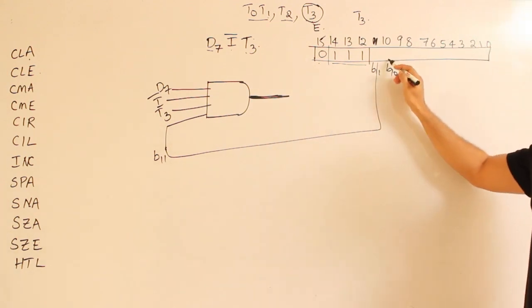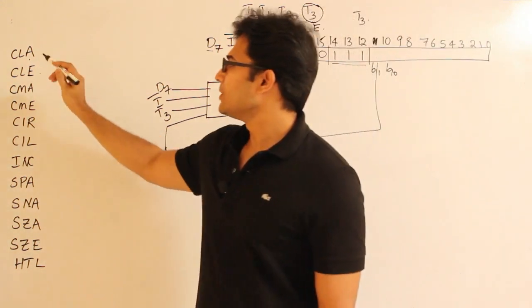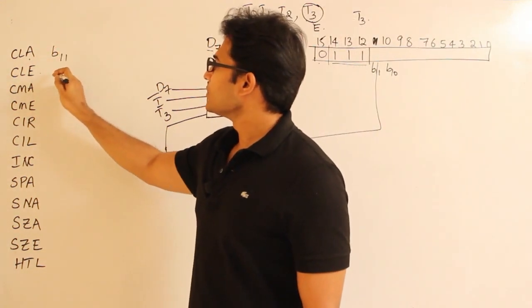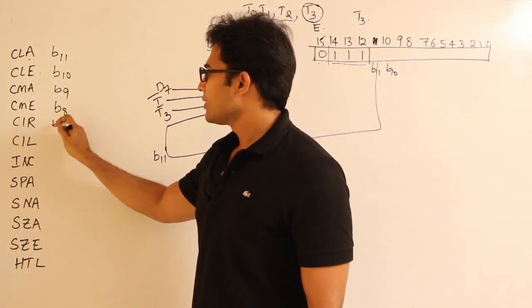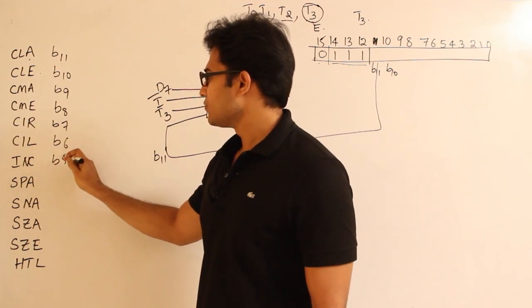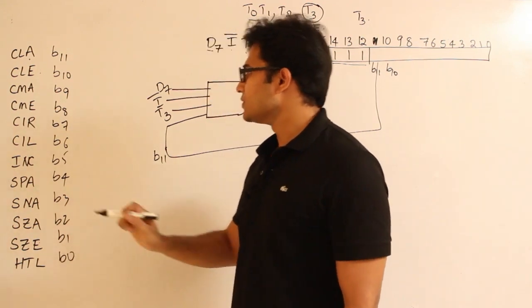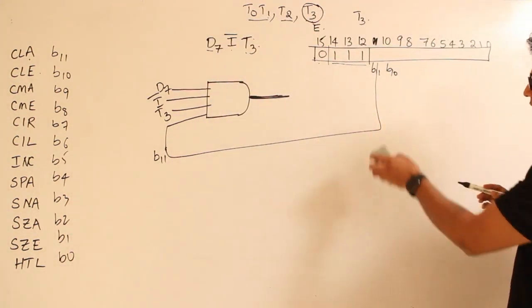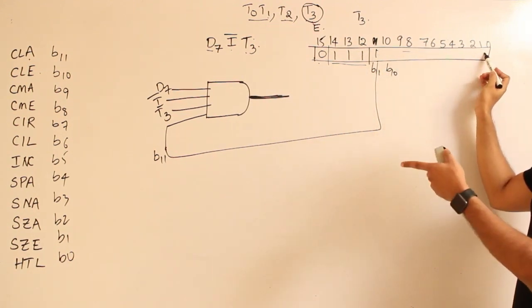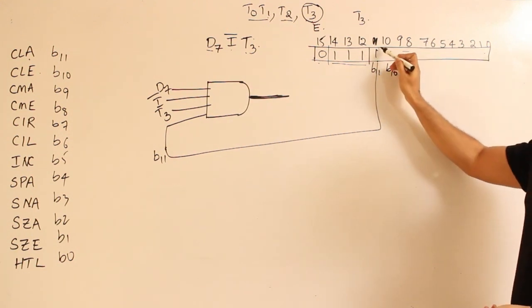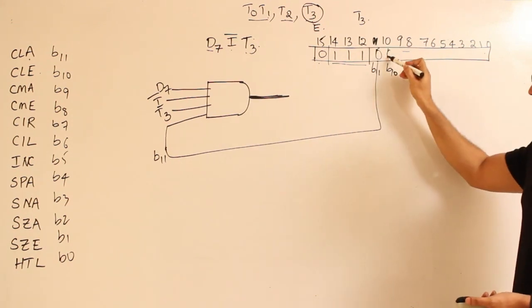For this one we have to give B10, which means, see, for this first one the bit will be B11, for this one B10, for this one B9, B8, B7, B6, B5, B4, B3, B2, B1, B0, right? So correspondingly we'll just change it. So if this is 1 and all the rest are zeros, then we can assume that it is complementing the accumulator, or if it is 1 and all the remaining are zeros, it is complementing E, or if this is 1, right?